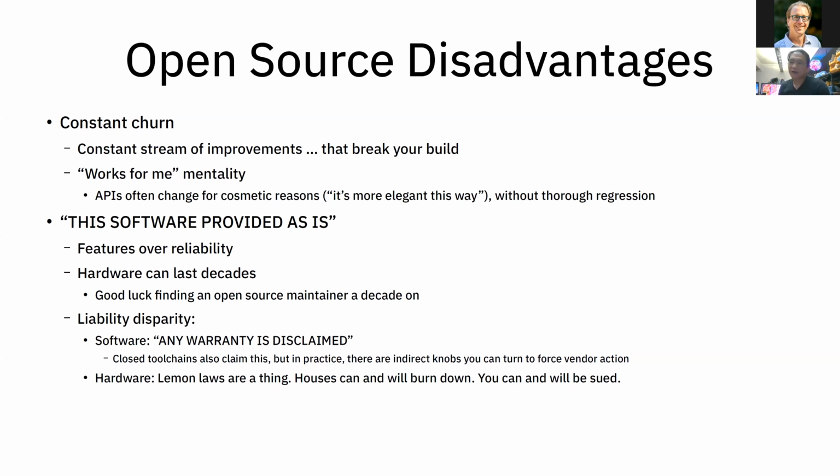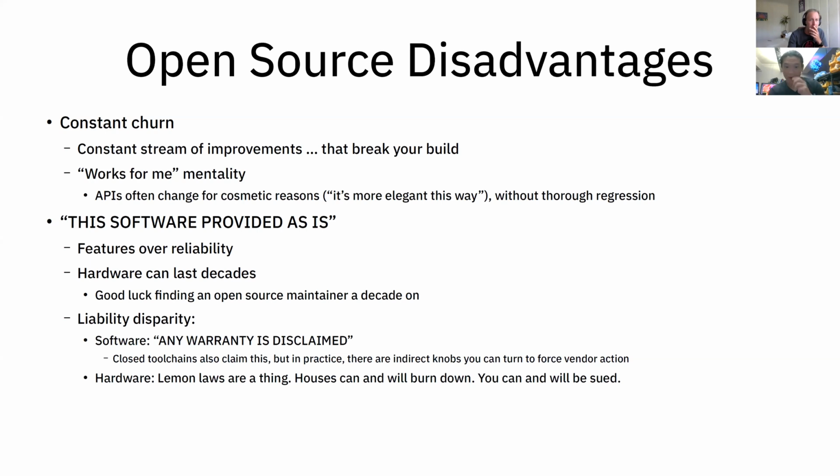The other big problem with open source in general is that software is provided as is. And that's an inherent feature of all the open source licenses. So generally, there's no warranties provided with the software. And there's a big emphasis on features over reliability. Now, the thing is that hardware can actually be in service for decades, and it's very hard to find a maintainer decades on. And also, there's this big disparity because the software can disclaim its warranties.